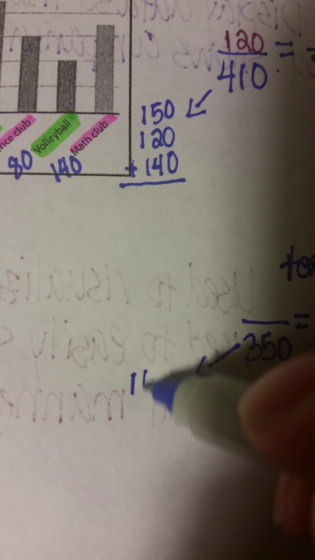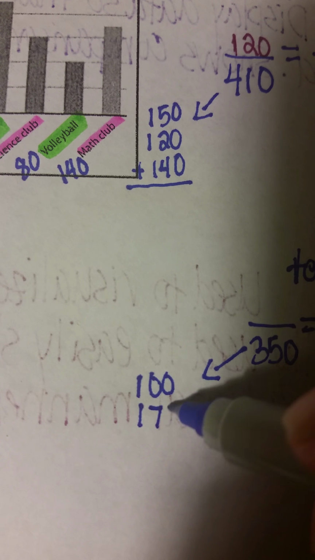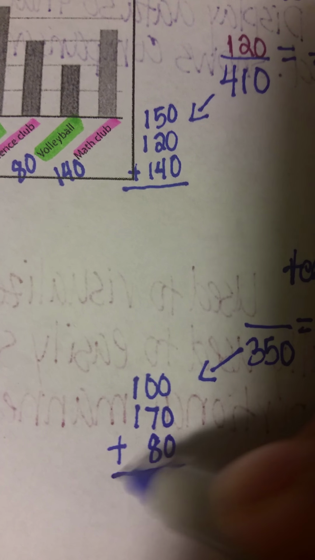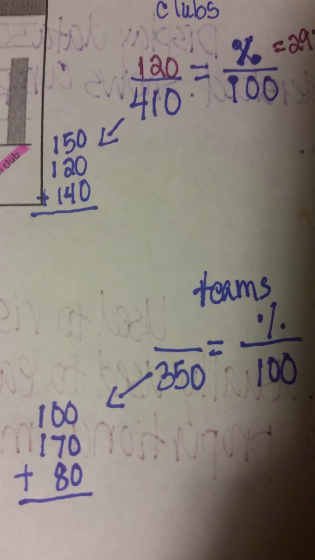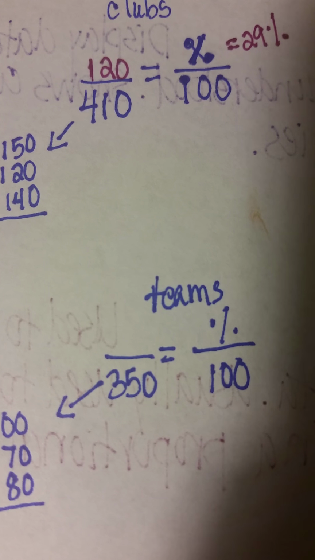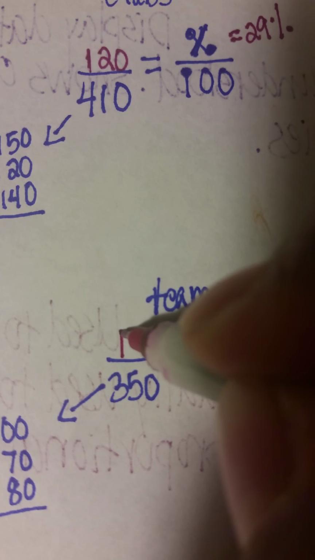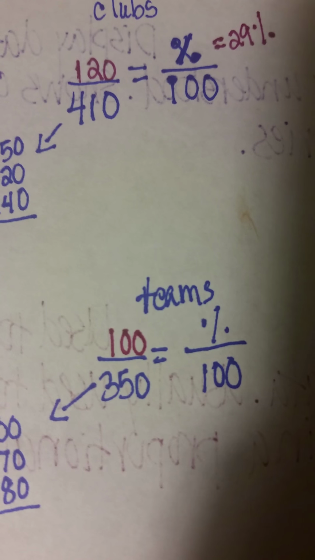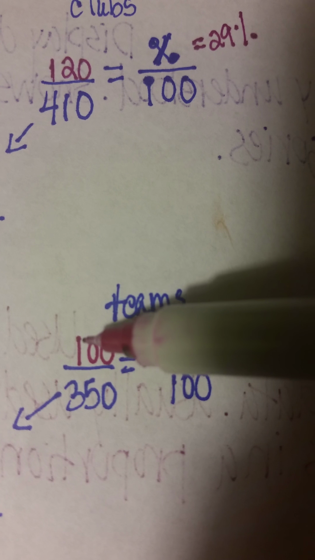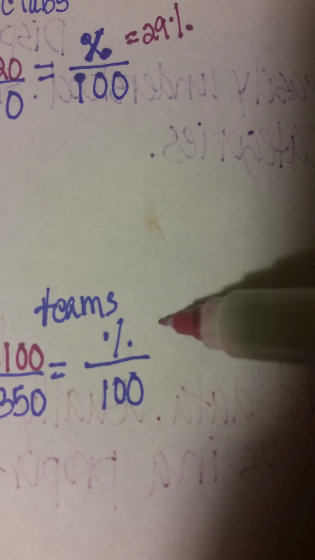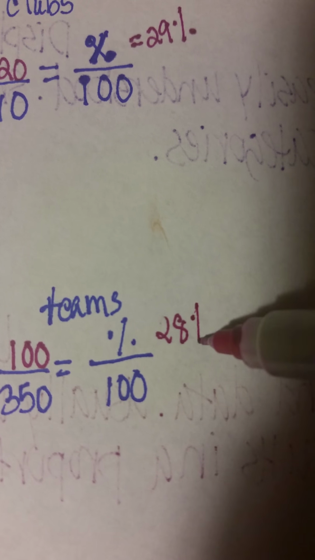I'm going to put that here: 100 plus 170 plus 80. That's how I got the 350. Now I'm particularly talking about baseball, and baseball is 100, so I'm going to put 100 here. Now I just pretty much cross multiply and divide. I get about 28%.